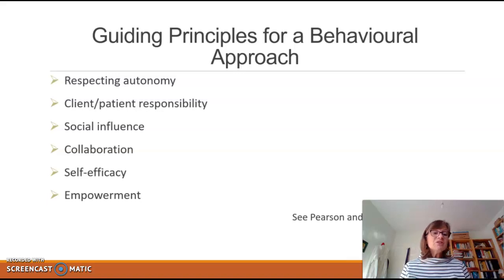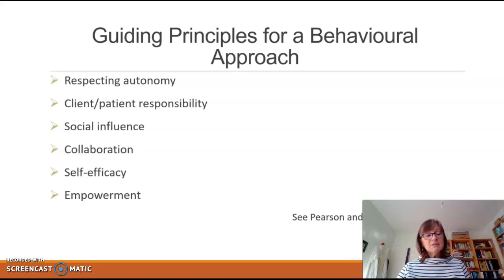The client or the patient has a responsibility. So they are responsible for their own actions. If they make an agreement with you that they are going to change X, Y, and Z, and they go away and don't do it, that's not your responsibility. So we need to try and understand the difficulties they might have in making change and support them as much as possible. But at the end of the day, they have got their responsibility to go away and actually do something.